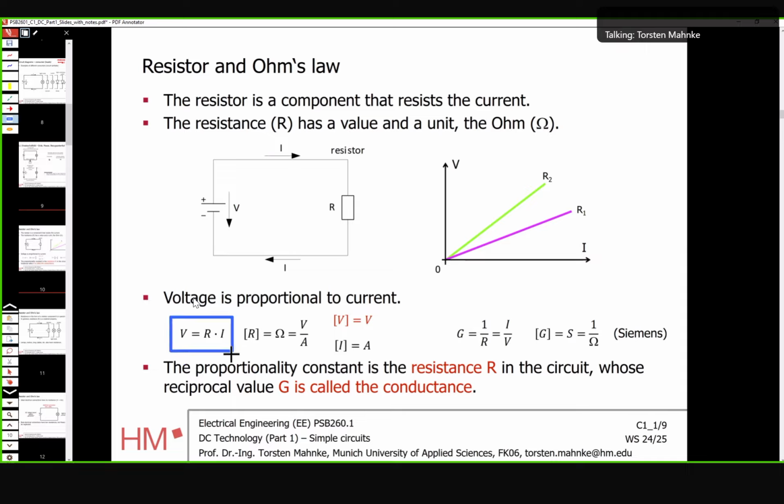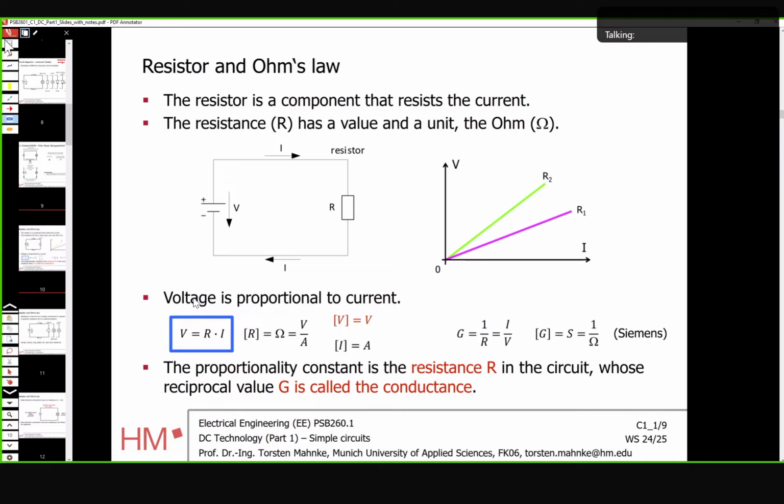Very fundamental. Who has not heard about Ohm's law before? Nobody. Okay. That's good. Who has not heard about the conductance? Not the resistance, but the conductance. You all know what the conductance is? Yeah? You know it. Okay, thank you.